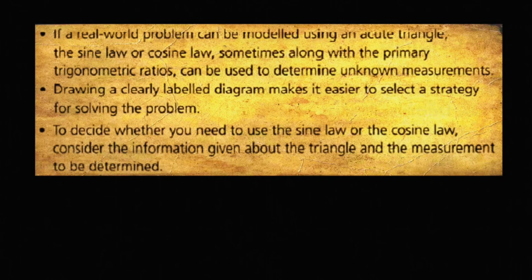Okay, let's look at the summary. If a real-world problem can be modeled using an acute triangle, the sine law or cosine law, sometimes along with the primary trigonometric ratios, can be used to determine unknown measurements. Drawing a clearly labeled diagram makes it easier to select a strategy for solving the problem. To decide whether you need to use the sine law or cosine law, consider the information given about the triangle and the measurement to be determined.